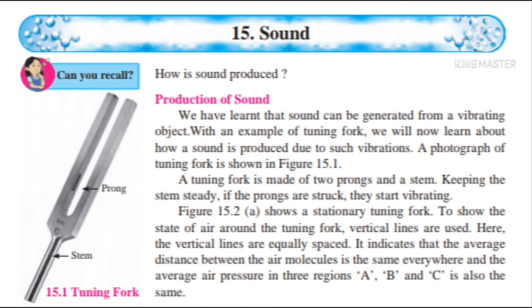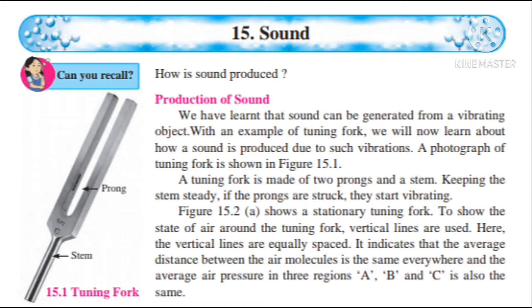A tuning fork is made of two prongs and a stem. या नाद काट्याला दोन प्रॉंग्स आहेत आणि एक स्टेम आहे. प्रॉंग्स म्हणजे त्याच्या भुजा आणि स्टेम म्हणजे त्याचा आधार. So when we keep the stem steady and strike the prongs, they begin to vibrate and a certain kind of sound is produced.